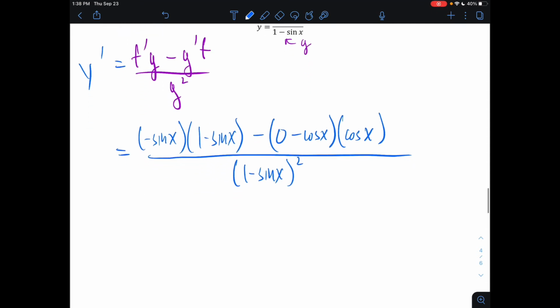And then we'll just do some simplification of the numerator. Like we've seen with the quotient rule before, don't multiply out the denominator just yet. Maybe that might become important later, but for now, let's leave it factored. But my numerator becomes negative sine x, and then negative sine x times negative sine x gives me plus sine squared x, and then minus what will be negative cosine x times cosine x, so that just gives me plus cosine squared x.